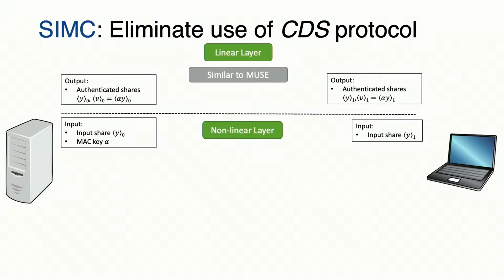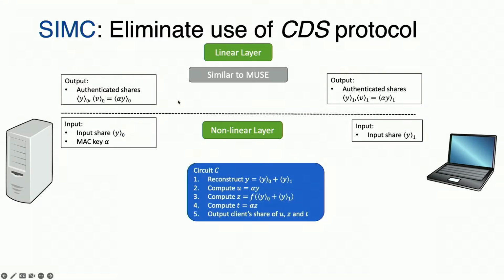And now for the nonlinear layer, the inputs are the shares of the output that you obtained from the previous linear layer, that is, shares of Y. And additionally, the server has the MAC key alpha. So now we consider the following circuit. In this circuit, we first reconstruct the value Y, and then we compute the MAC again on the input value, that is, we compute alpha Y. Then we compute the output of the nonlinear function f on the reconstructed value and obtain the MAC on this output. And finally, this circuit will output shares of u, z, and t.